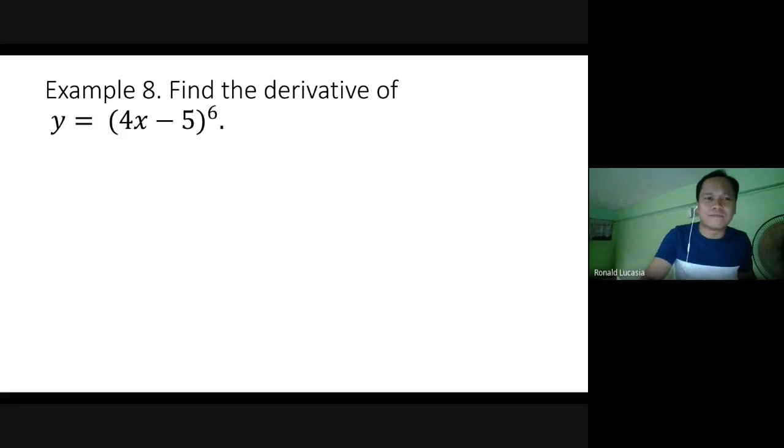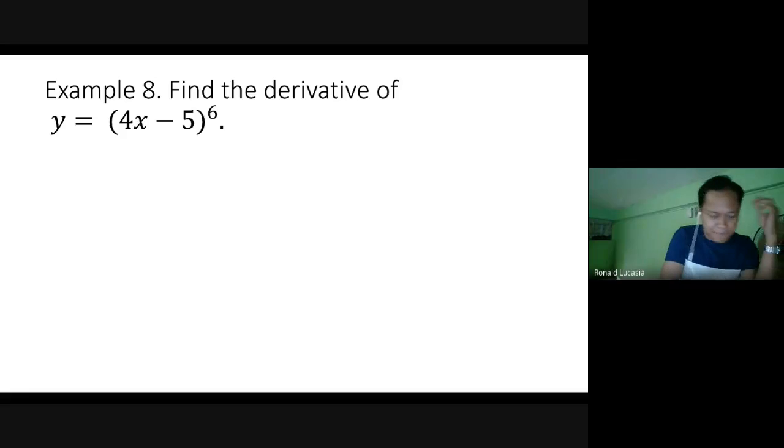Same siya dun sa number 9. Number 7, sorry. Yes, that's correct. Sorry. Oh, mabilis, di ba? Kasi mas madali din to. 24, 4x to the 5th power. That is correct.